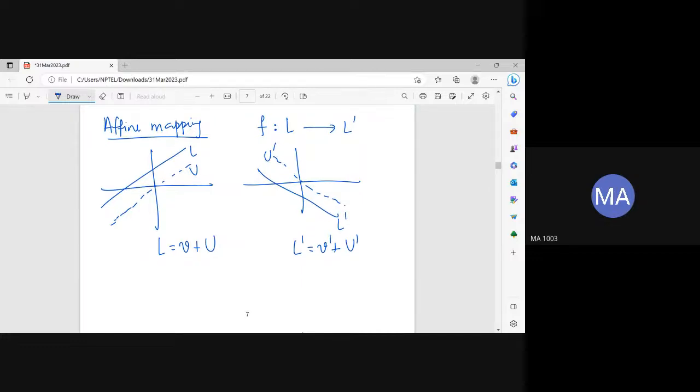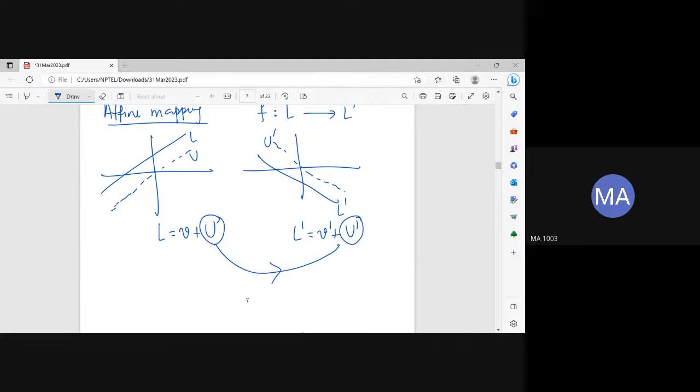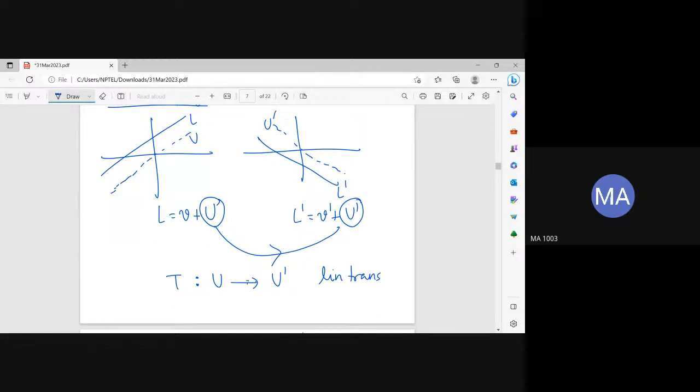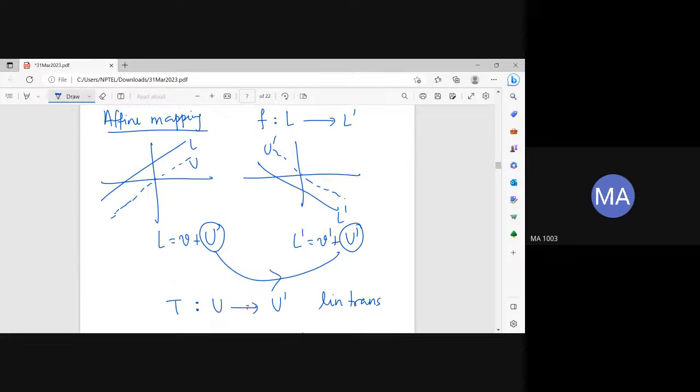So the affine mapping is nothing but a shift of the linear transformation between the underlying subspaces. So between U and U prime, I can have a linear transformation, right? Yes, because they are subspaces. So between them, I can have a linear transformation. An affine mapping is just a little shift of this linear transformation. So you pick any point here. You want to find what is the image of this point under this mapping. So how will you find that?